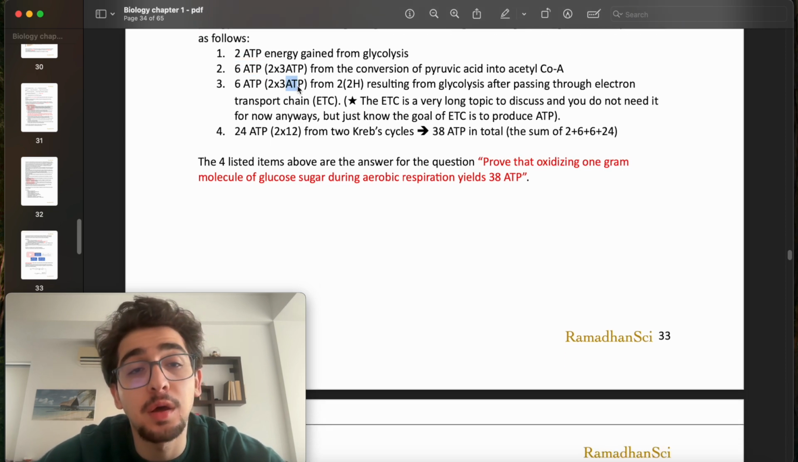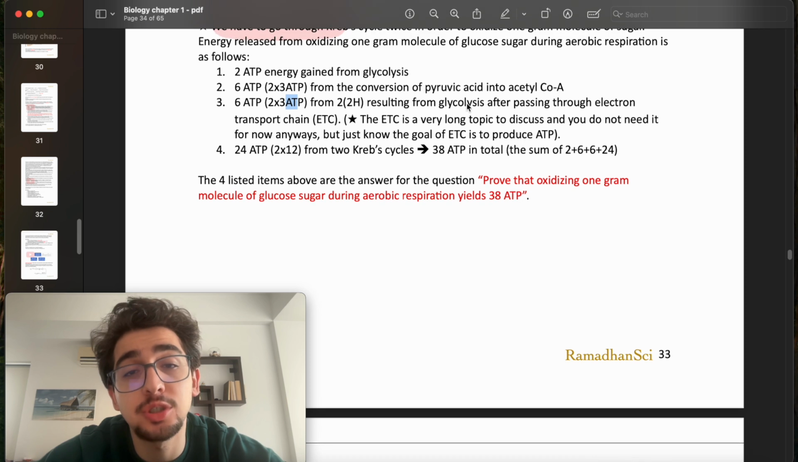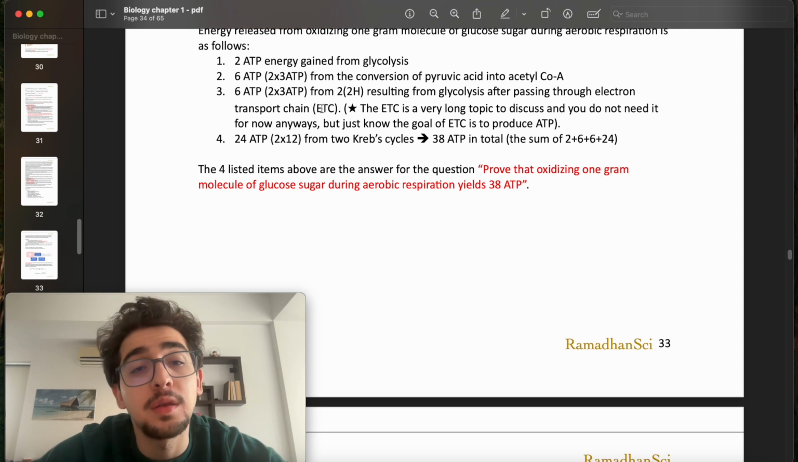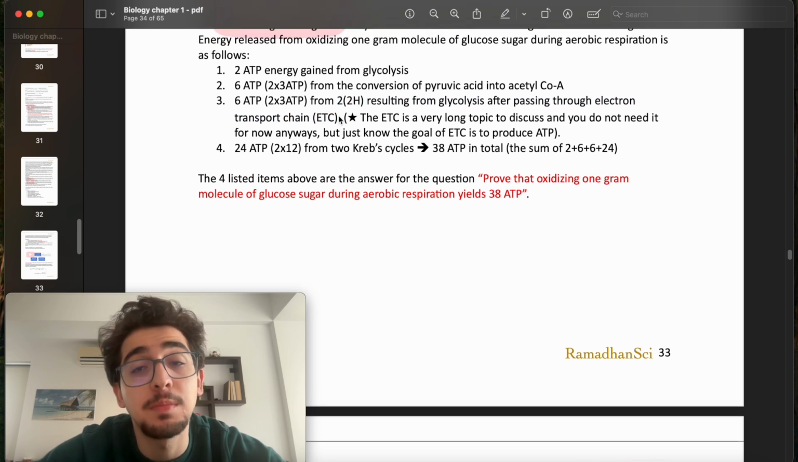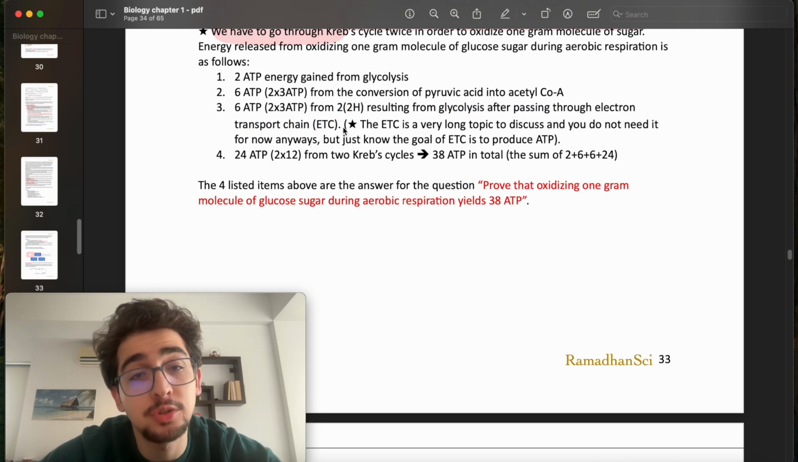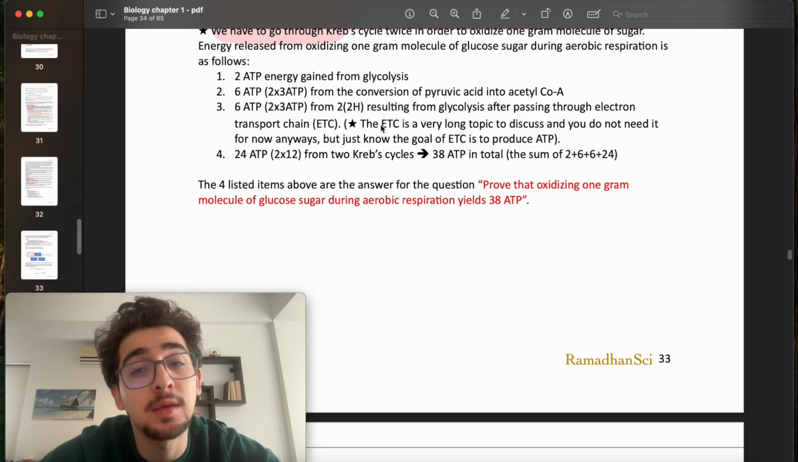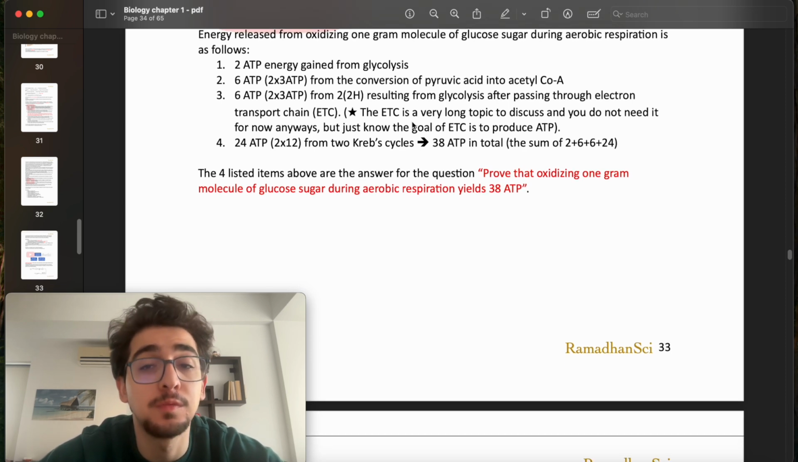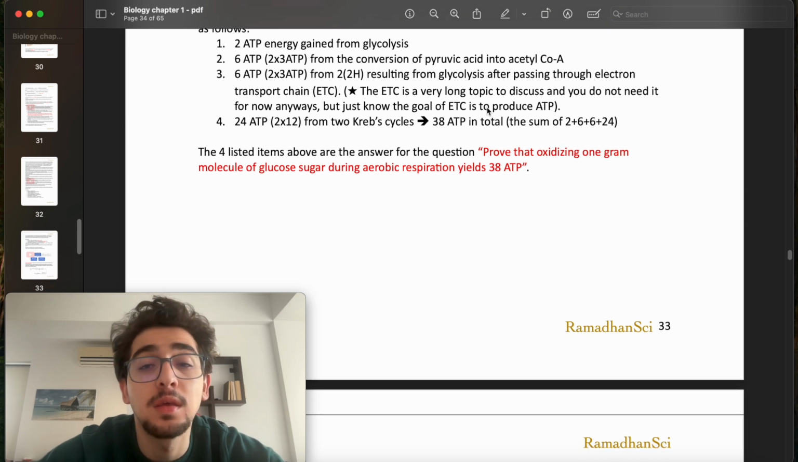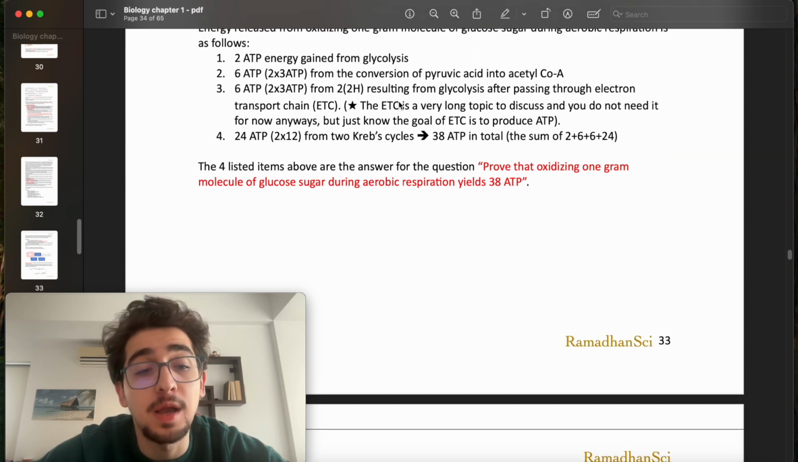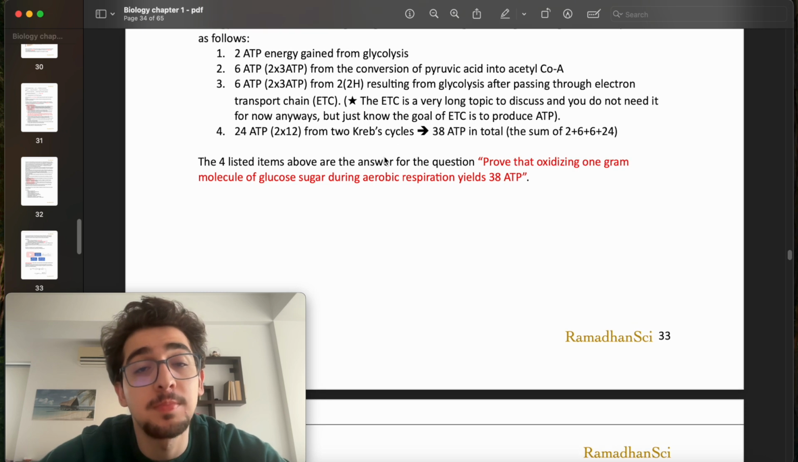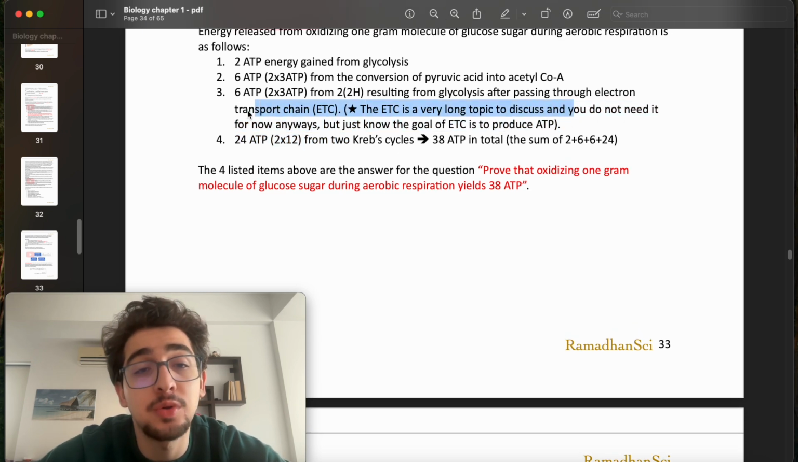We're also getting 3 ATP from the hydrogen resulting from the glycolysis after passing through the electron transport chain. Now, this point here, I just want you to memorize it because the electron transport chain is a very, very long topic that you don't need to know for now. But if you're really just that interested, you can look it up. But for the exam, you don't have to know anything about the transport chain reaction.